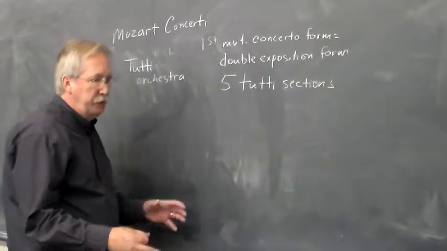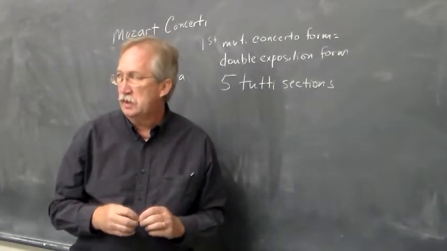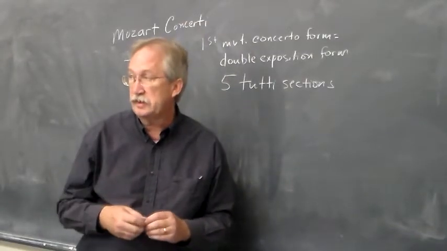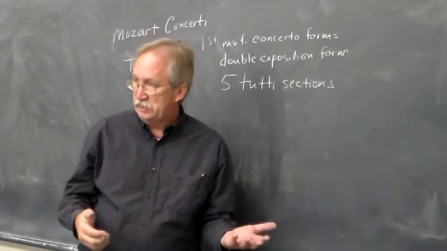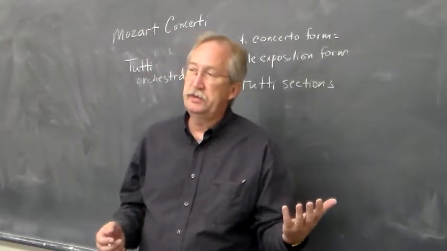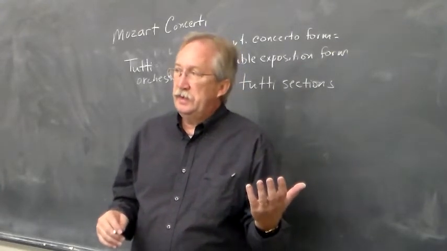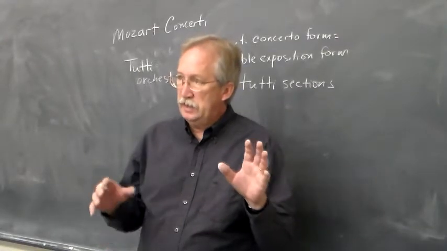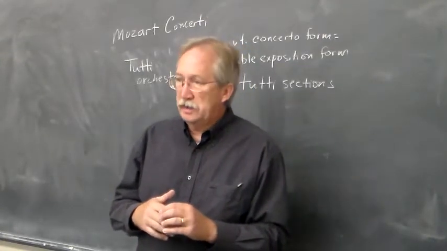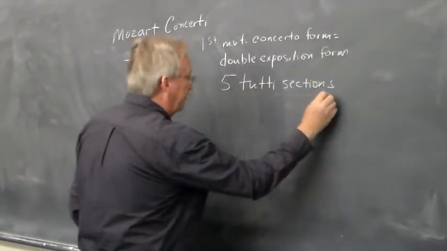And then the tutti sections really frame the form of the movement. And so we're going to have the same terms that were used in describing the form of a first movement classical symphony. So exposition, development, recapitulation. But what's going to be added to that is what occurs at the end of the movement, which we already talked about with the Bach Brandenburg, which is the cadenza. But in a classical cadenza, you have many more expectations in terms of what's exactly going to happen there. And so we'll talk about that. All right, so this double exposition form features 5 tutti sections.